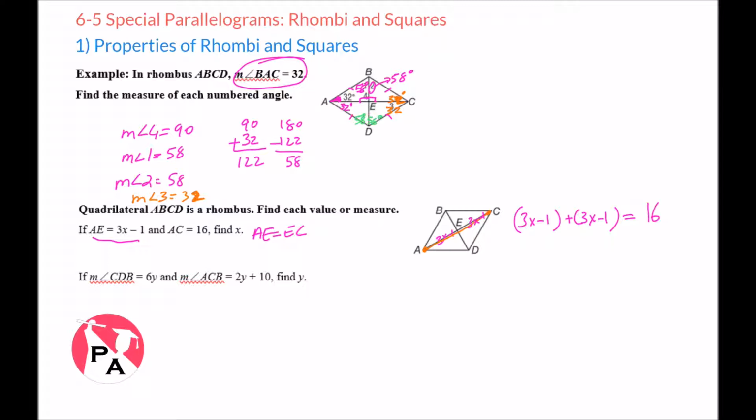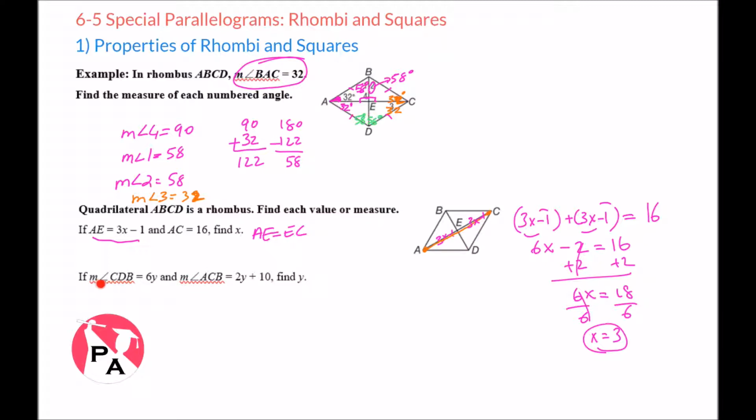If we solve this equation by combining like terms, we have 6x minus 1 plus negative 1 is negative 2 equals 16. So add 2 on each side. 6x is equal to 18. Divide by 6, so we get x equals 3. The question was about finding x. We did so. We are done with that one. Let's move on to this. We have the same figure now.